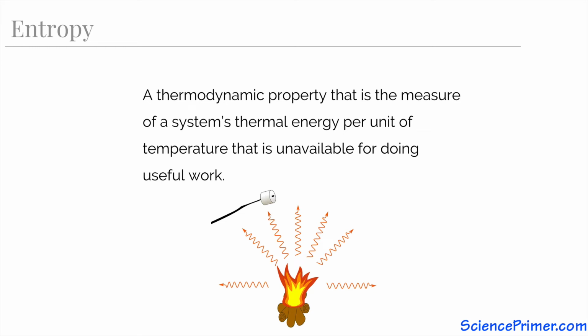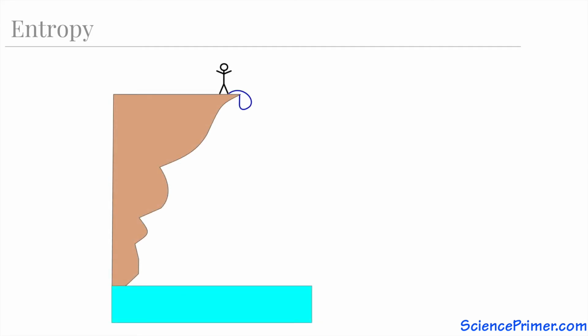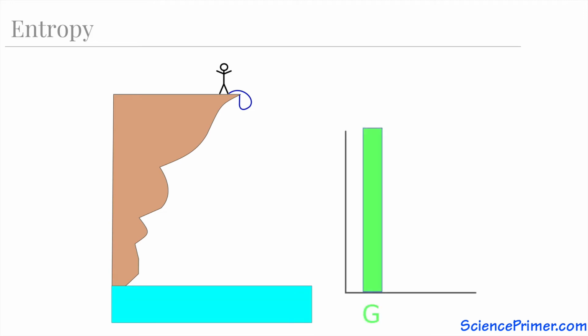Again, our cooking marshmallow illustrates this. As the energy stored in the chemical bonds within the wood is converted to radiant heat, most of it spreads out into the surrounding environment as heat, making it unavailable to do useful work. This is not limited to heat from a fire. Consider a bungee jumper standing at the top of a cliff. By climbing to the top of the cliff, this person has converted the effort required to get to the top of the cliff into gravitational energy, potential energy associated with his position above the ground.